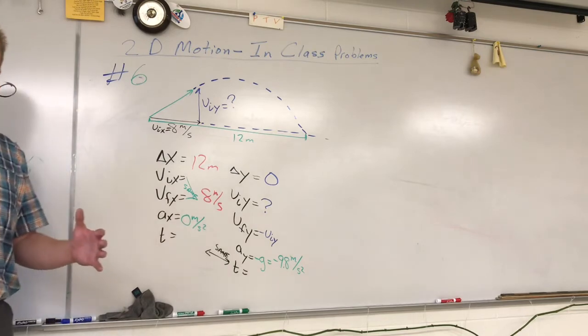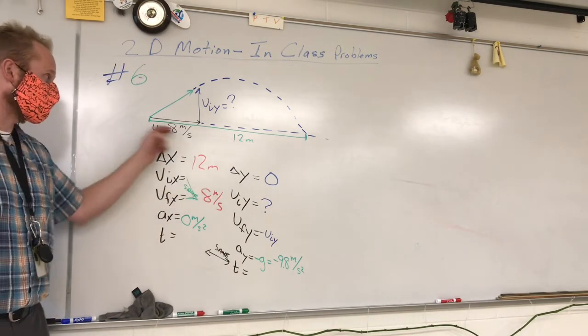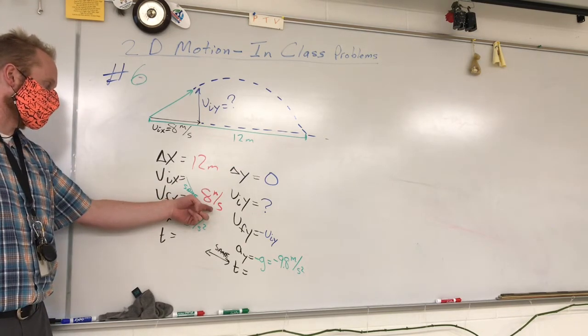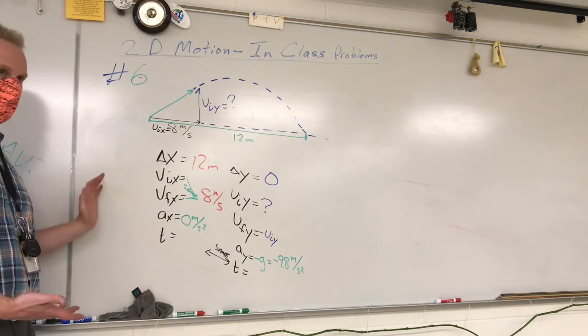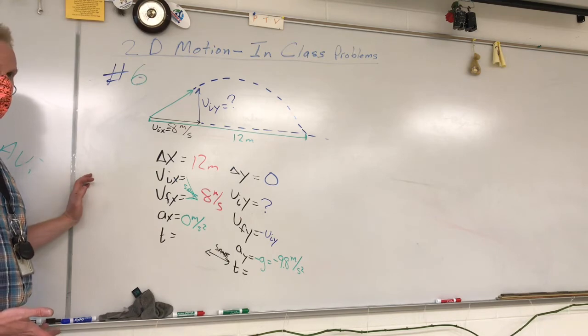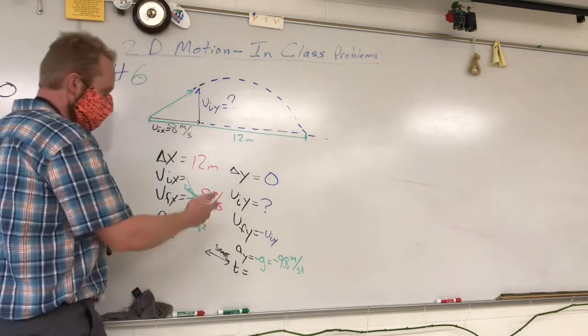Are there questions about how I got something? Oh, I'm sorry, this number came from the problem. It lands 12 meters away. The horizontal velocity is 8 meters per second. That's where that was from the problem. Questions about where any of that information came from? Okay. So then the question is asking us to solve for this.